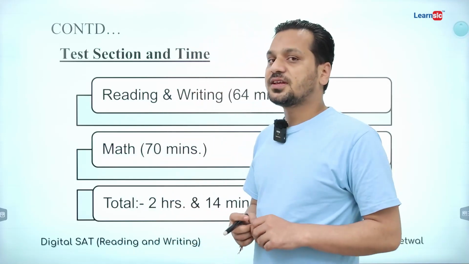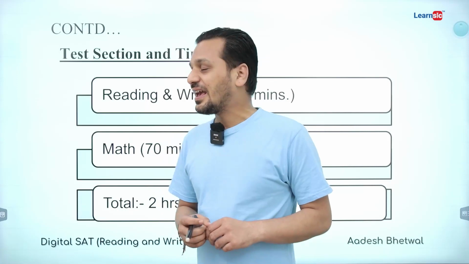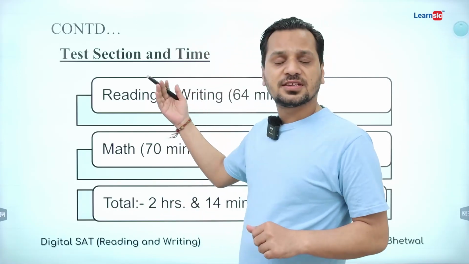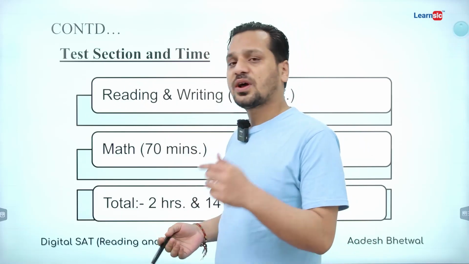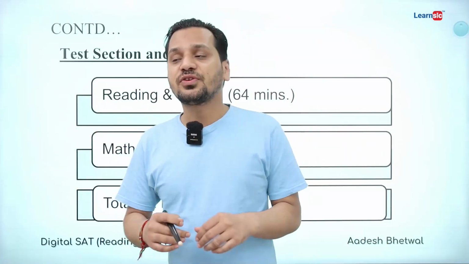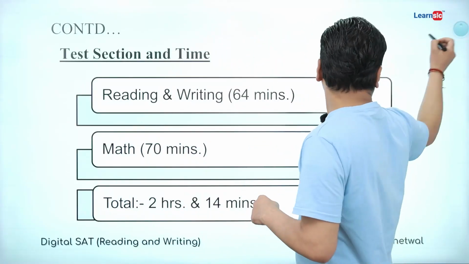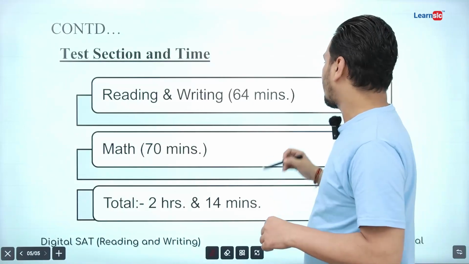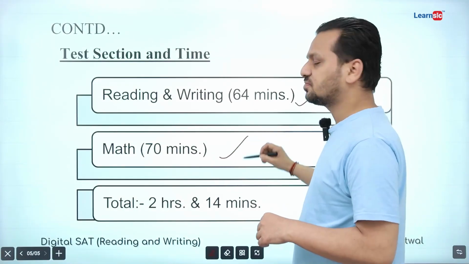So previously, SAT had two different portions in the English section. There was reading separately and writing separately, but they have now combined the reading and writing test in the same section. And there is another math section.